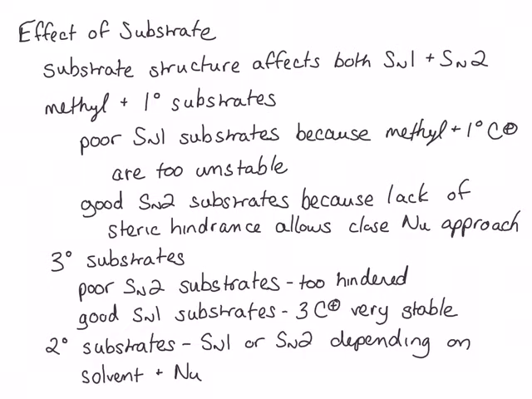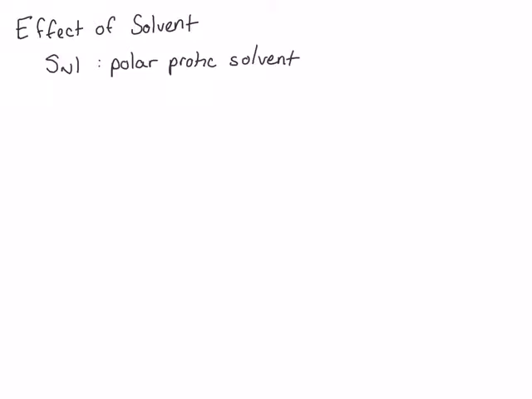Next, let's look at the effect the solvent has on the rates of the SN1 and SN2 mechanisms. Because the SN1 mechanism involves charged intermediates, it benefits the most from a polar protic solvent. A polar protic solvent is able to stabilize the transition state that looks like those charged intermediates, which lowers the activation energy, speeding up the mechanism.